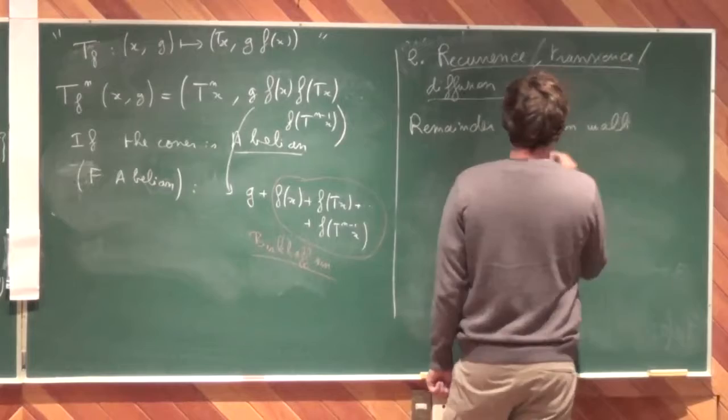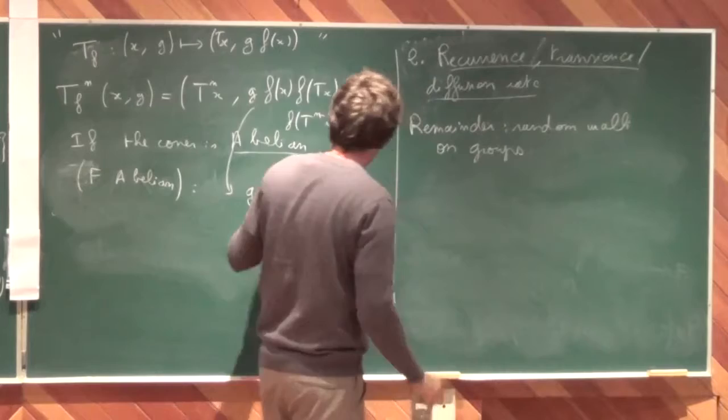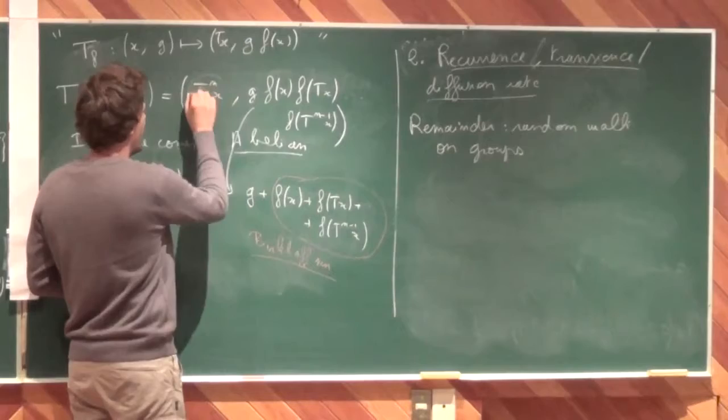So it will be very quick. You can think of it as a random walk on a group, except that the steps you are doing are not completely random, but determined by the orbit of your point x.